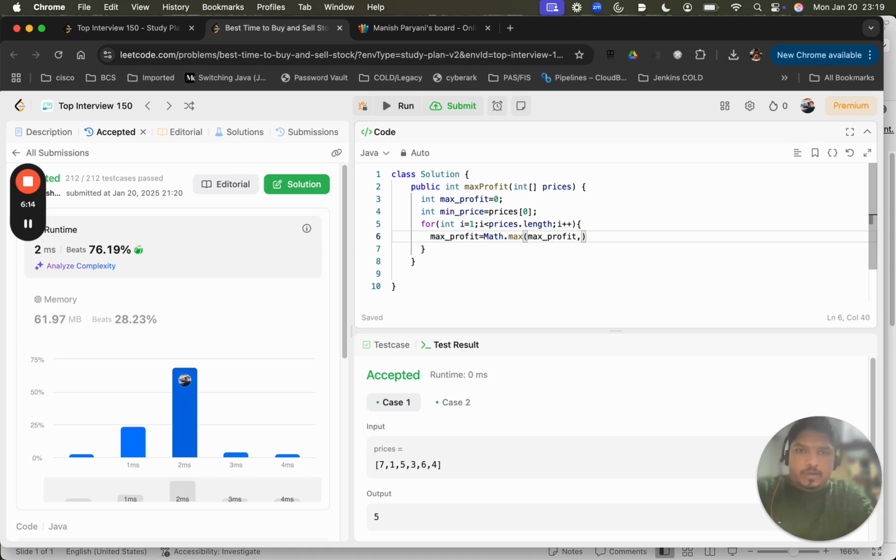Previous max profit, my current max profit, how to get? Sell minus buy. Sell means the current one, minus buy means what was the minimum price previously. This is my buy price. And then I'll say min price also I'll maintain. Here I'll use, this is the only extra step which we need to do, and we can solve this in linear complexity, min function. And then which price is minimum, this one or the current price, right? That's all. That's what I said. And then return max profit.